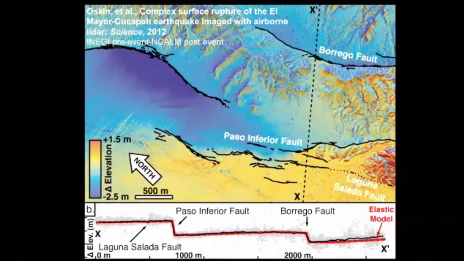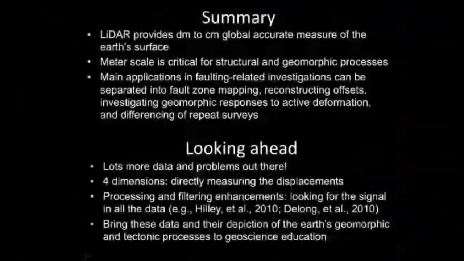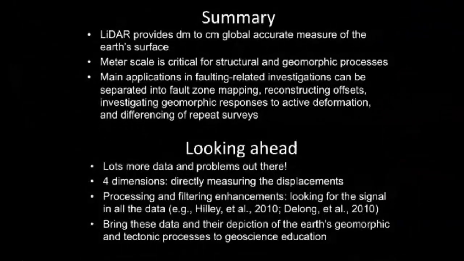Okay, so I'm finally done. Just as a summary, we have this LiDAR, high-resolution topography, providing a decimeter to centimeter globally accurate measure of the Earth's surface. This meter scale is critical for geomorphic processes. The main applications are those four I talked about: fault zone mapping, landscape reconstruction, geomorphic response to tectonic uplift, and this differencing.